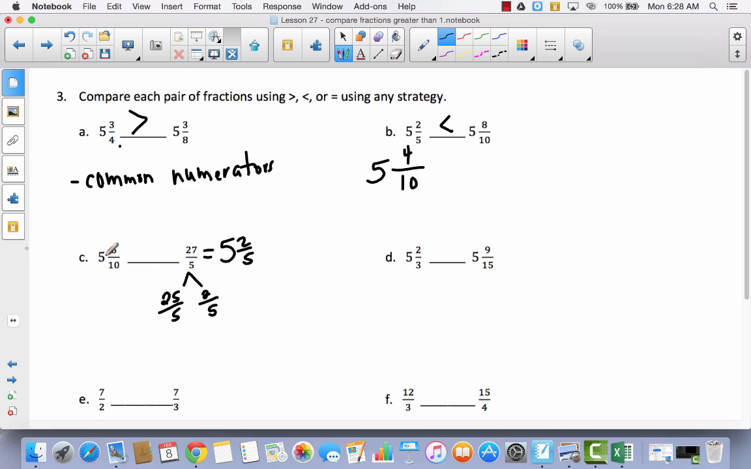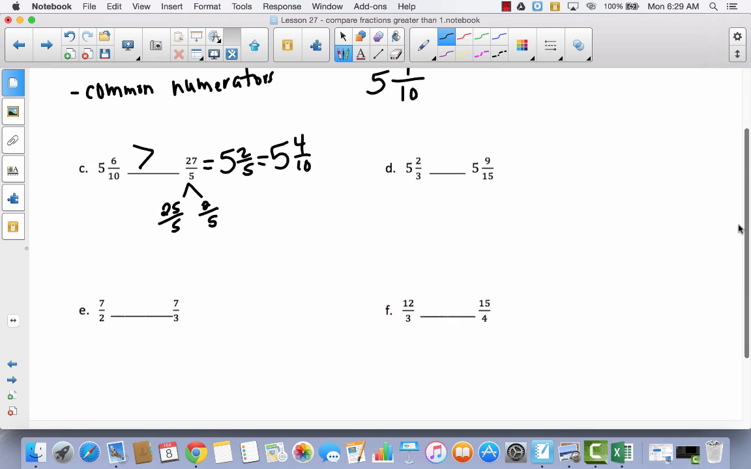So now I've got the same whole number, and I've got 6/10 and 5/25. Again, this would be really easy to double the denominator and make this tenths, and double the numerator and make this fourths. So 5 and 6/10 is greater than 5 and 4/10, because 4/10 would be 2/10 less than 6/10.